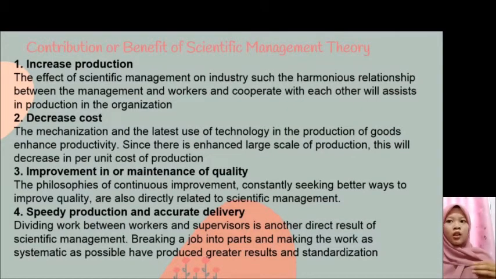Next is speedy production and accurate delivery. Dividing work between the workers and supervisor is another direct result of scientific management. Breaking a job into parts and making the work as systematic as possible have produced greater results and standardization.